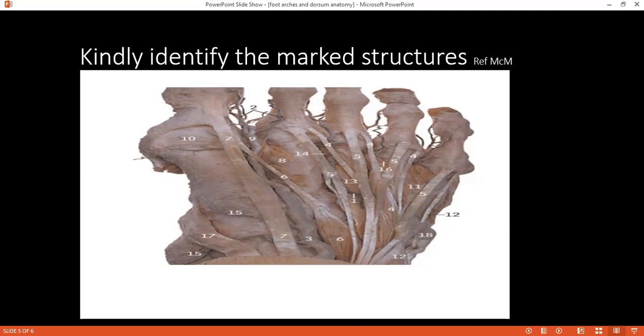And on the medial side, by the upper medial saphenous nerve. Good.